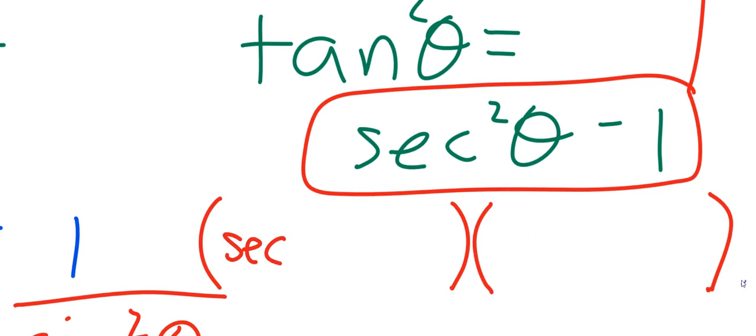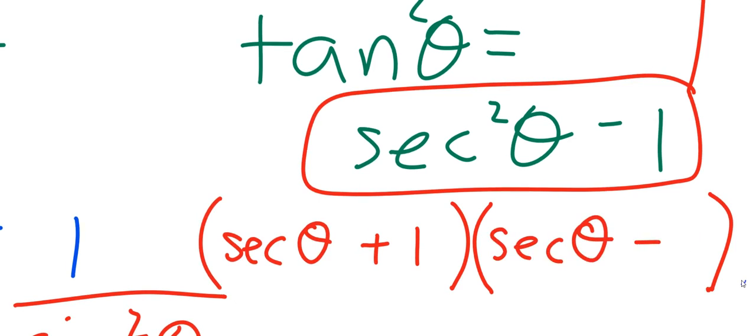Secant theta plus 1, secant theta minus 1. It's no different than the last question. It's just instead of x, we call it secant theta. But if you don't know how to factor, that's going to hurt, because you won't know that you're dealing with tangent squared theta.